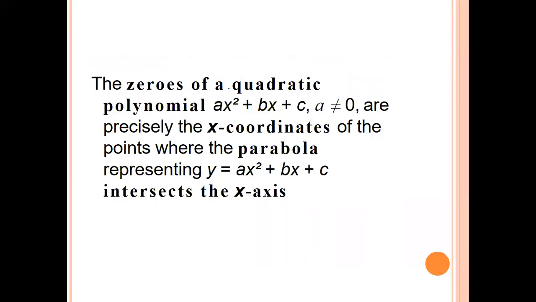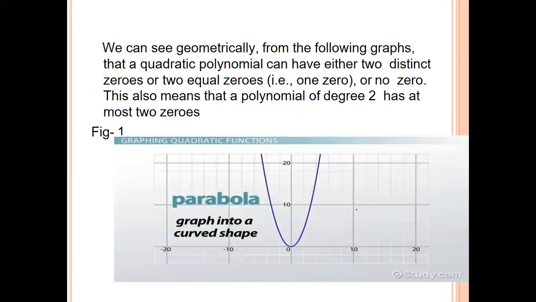The zeros of the quadratic polynomial ax² + bx + c, a not equal to 0, are precisely the x-coordinates of the points where the parabola representing y = ax² + bx + c intersects the x-axis. We can see geometrically from the following graph that a quadratic polynomial can have either two distinct zeros, two equal zeros, that is one zero, or no zero. This also means a polynomial of degree 2 has at most two zeros.